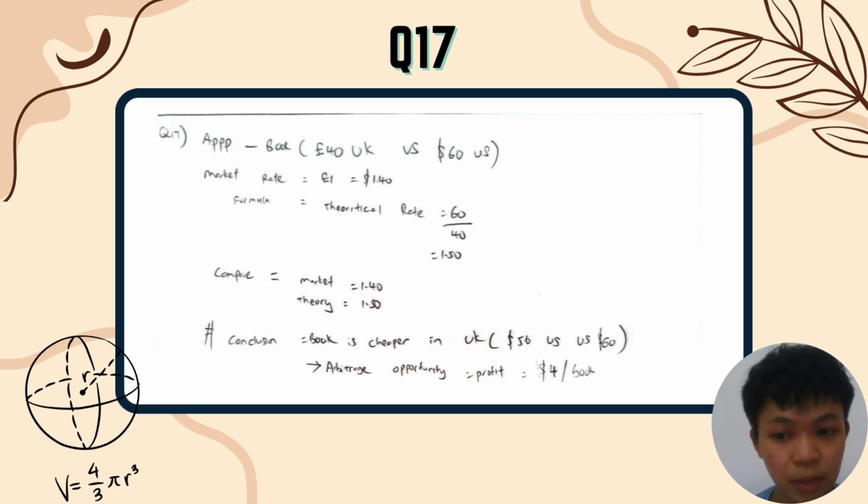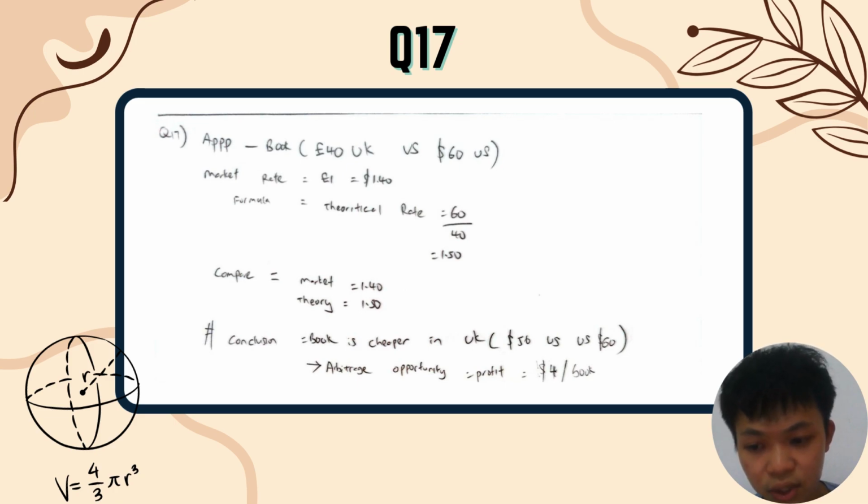So compare with the market exchange rate. The market exchange rate is GBP 1 is equal to USD 1.4. So we will calculate the equivalent USD value of the UK book at market rates: 40 multiplied by 1.4, so it's equal to 56 USD. So we need to compare the price. In the UK, the book converted is USD 56 and in the US is 60. So the book is cheaper in the UK when converted at the market rate.